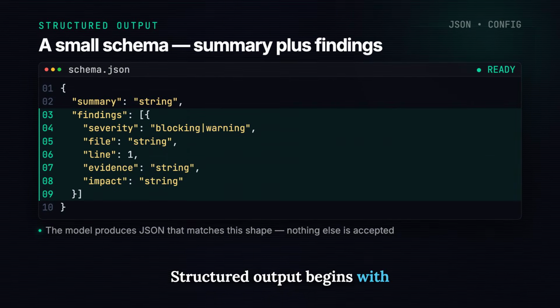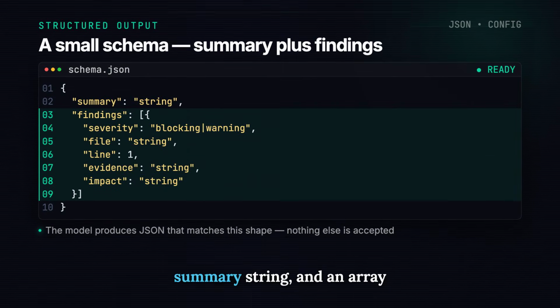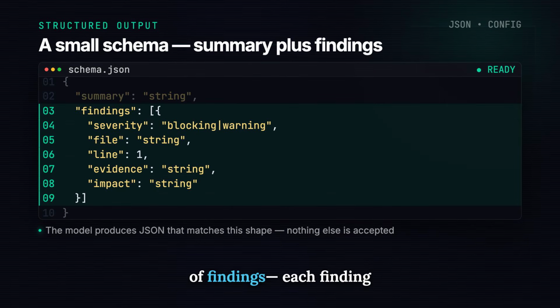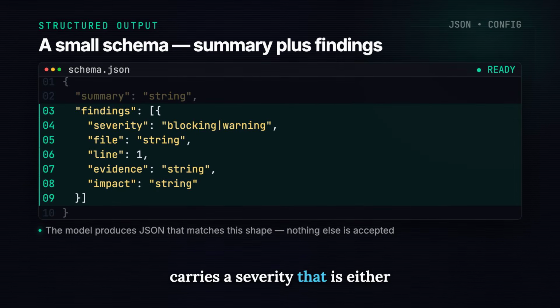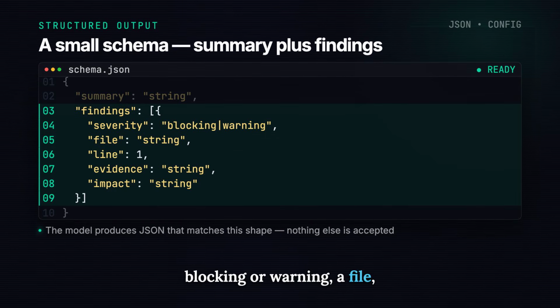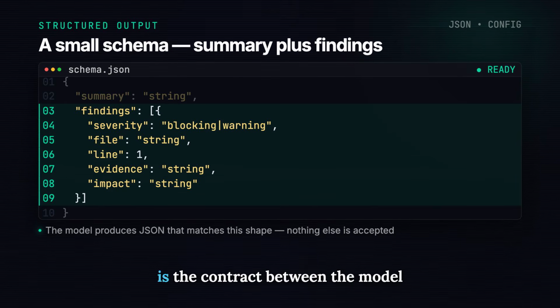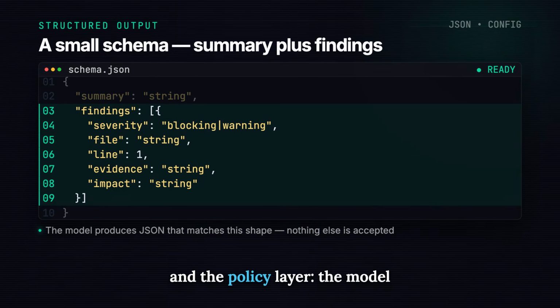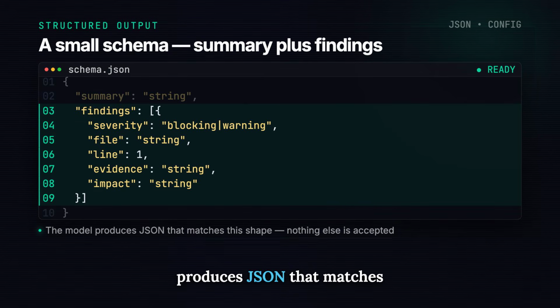Structured output begins with a small schema, a summary string, and an array of findings. Each finding carries a severity that is either blocking or warning, a file, a line number, evidence, and impact. This is the contract between the model and the policy layer. The model produces JSON that matches this shape, and nothing else is accepted.